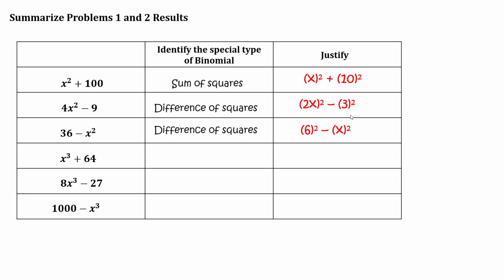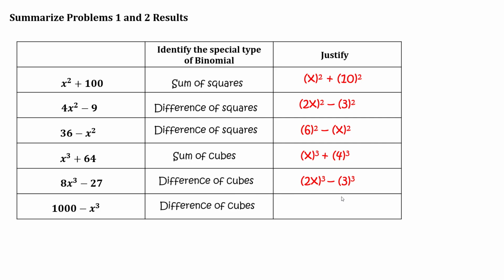Right, x cubed plus 64 is a sum of cubes because you can write it as x cubed plus 4 cubed. A sum of two terms cubed. 8x cubed minus 27 is a difference of cubes because you can write it as (2x) cubed minus 3 cubed. And 1,000 minus x cubed is a difference of cubes because you can write it as 10 cubed minus x cubed. Okay.